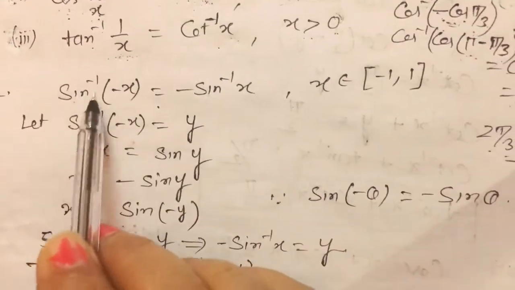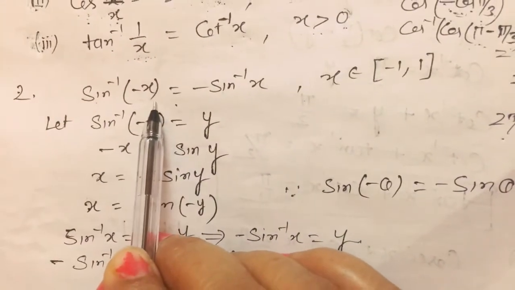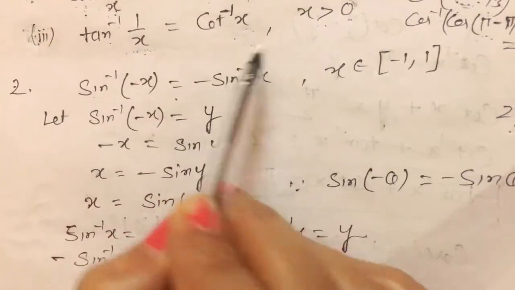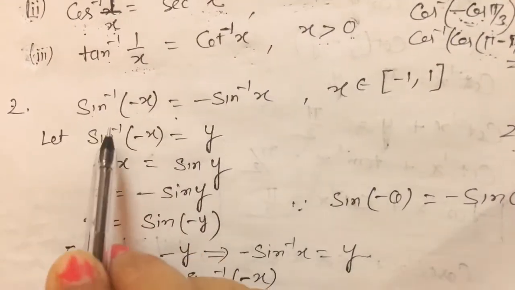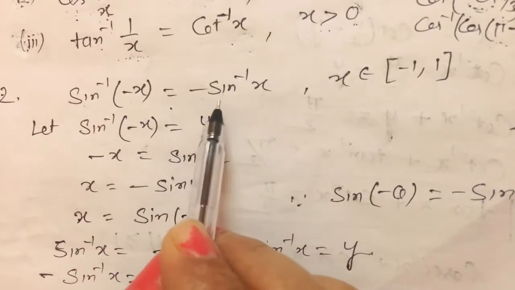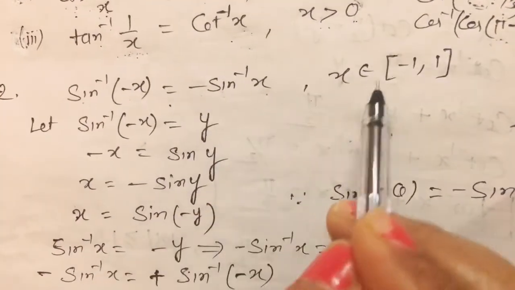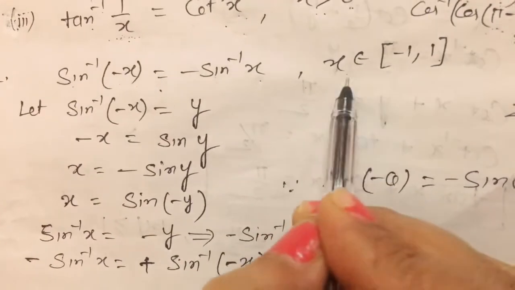Now sine inverse minus x, second property. You can take an example for this, showing that it is only for x greater than 0. Now the second property is sine inverse minus x. We can write minus sine inverse x, where x belongs to minus 1 to 1 in its domain.